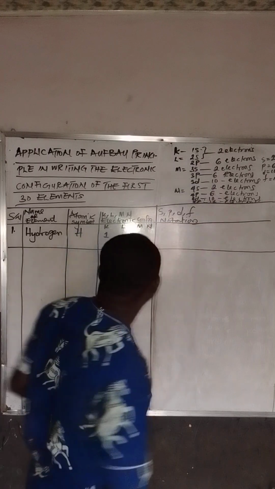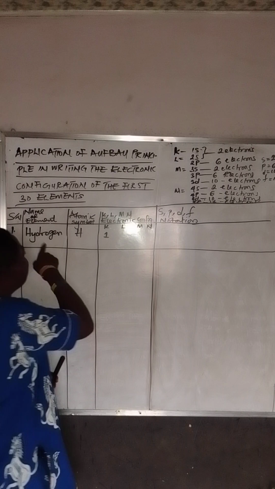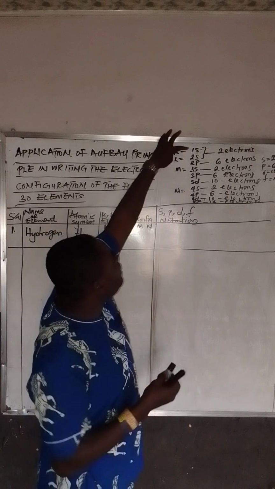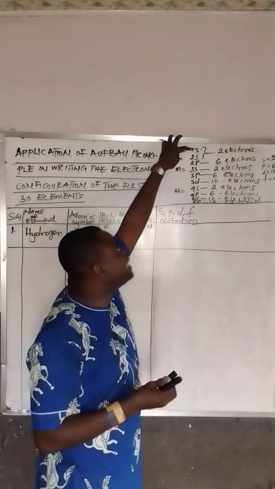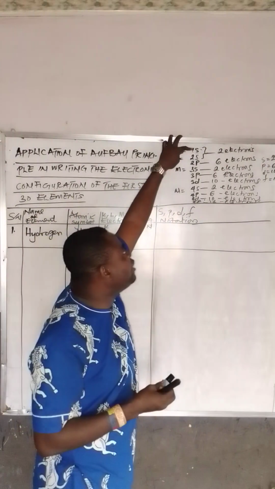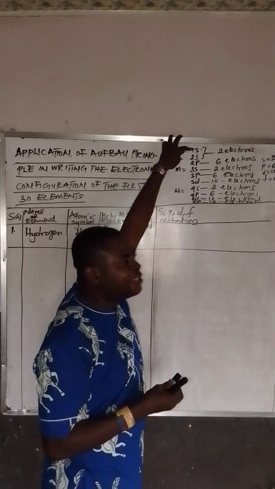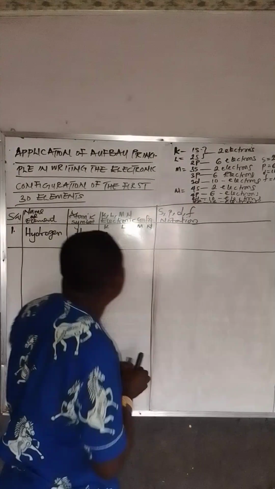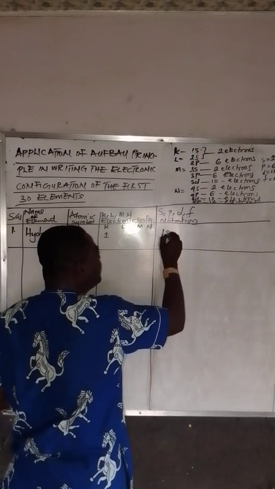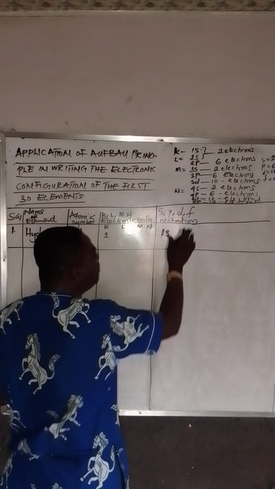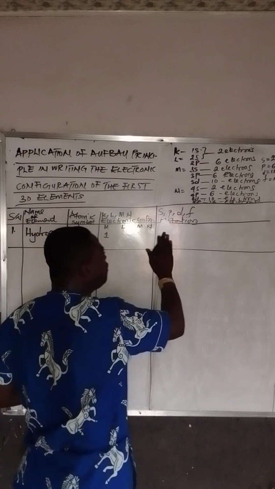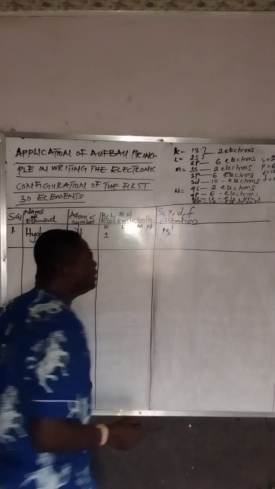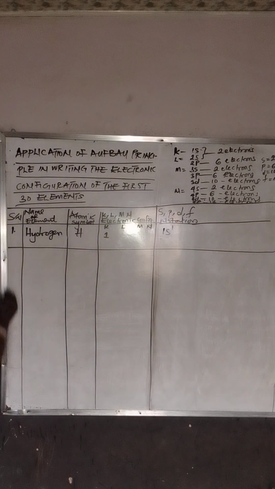P's, they carry 6. Now, because hydrogen has only one electron, and the Aufbau principle says that you must fill 1s first because it has the lowest energy level. It says that electrons are first filled into orbitals with lower energy level, and 1s has the lowest energy level. So we put 1s. The 1s is supposed to carry 2 electrons, but it is only 1 electron that is available. So we write it as 1s1. So the SPDF configuration for hydrogen is 1s1.